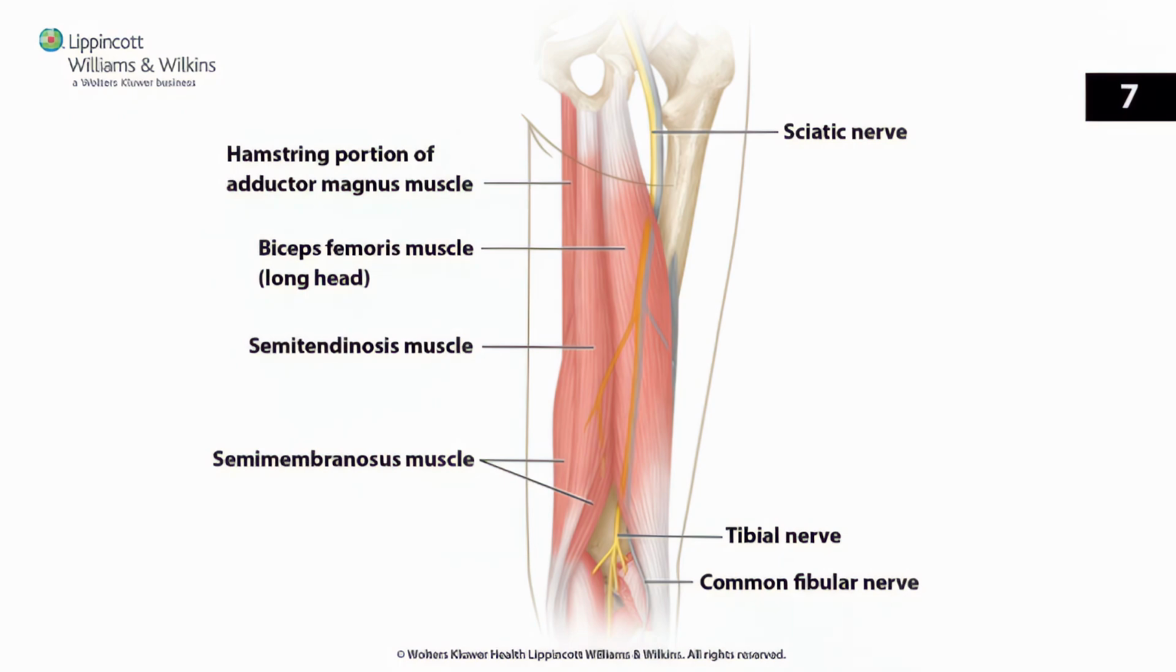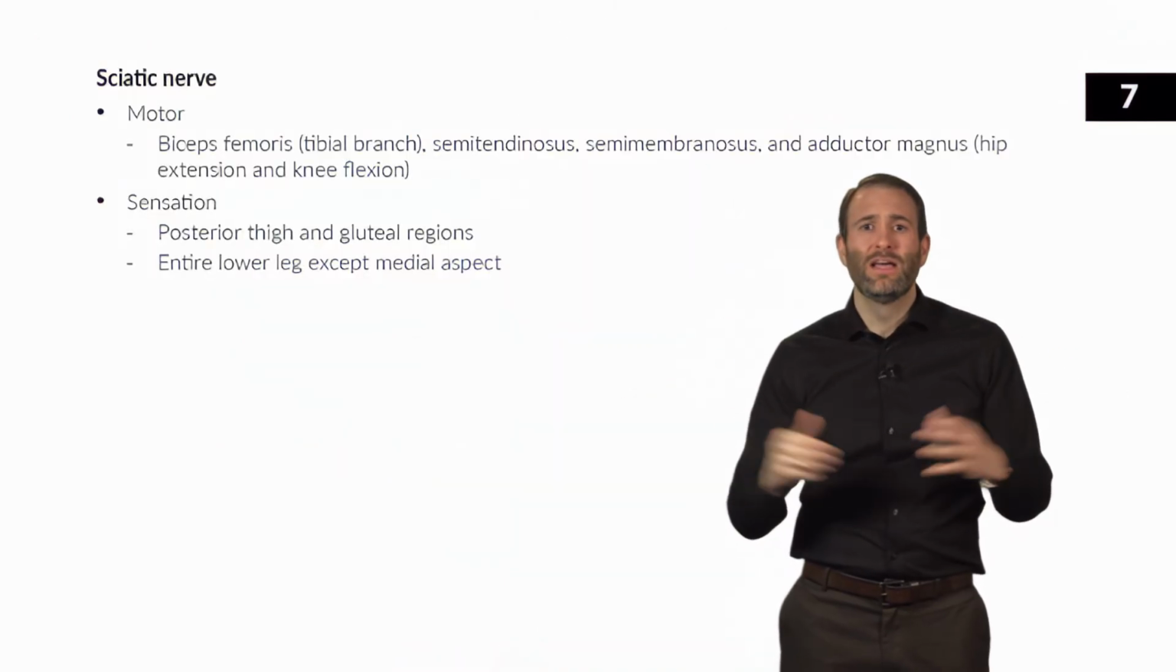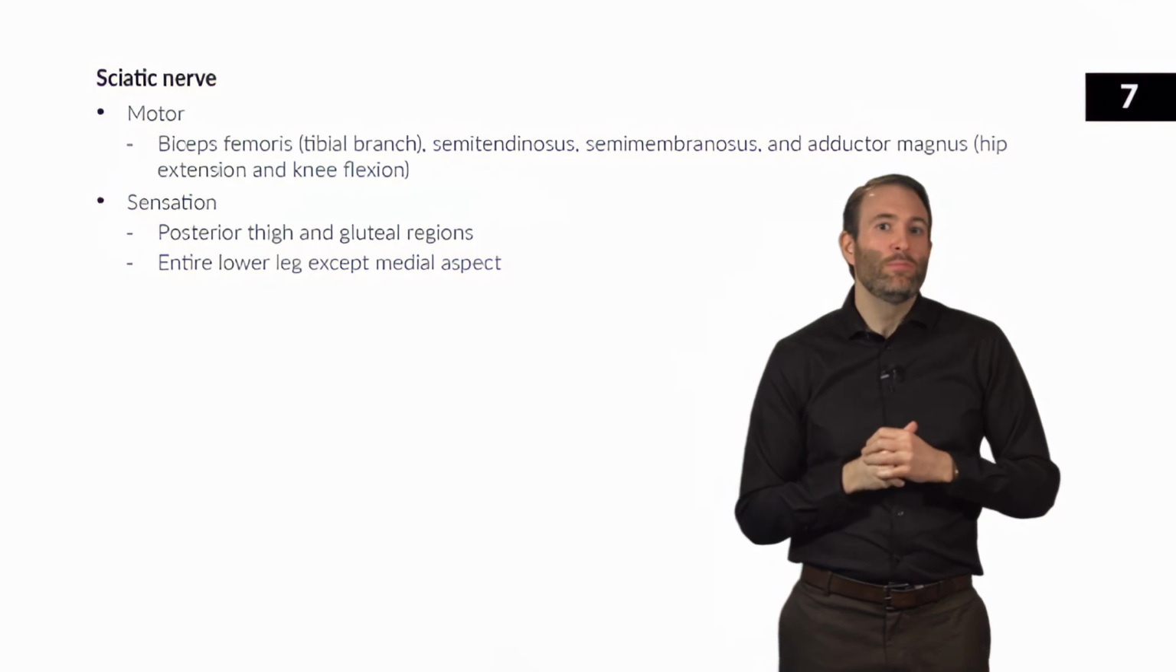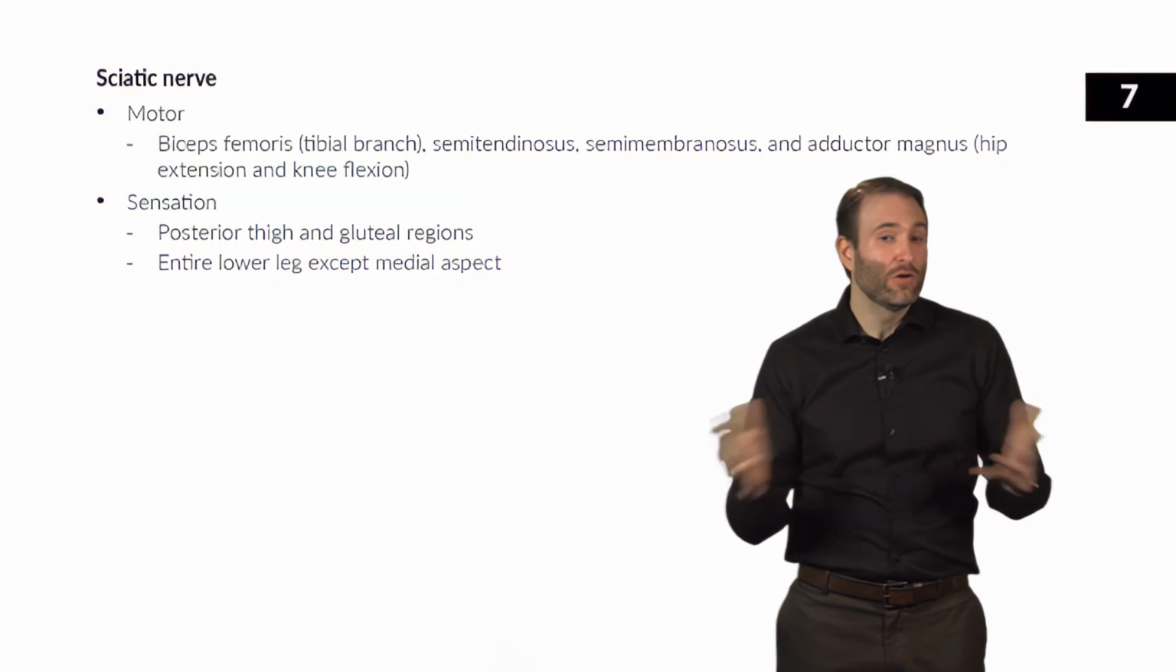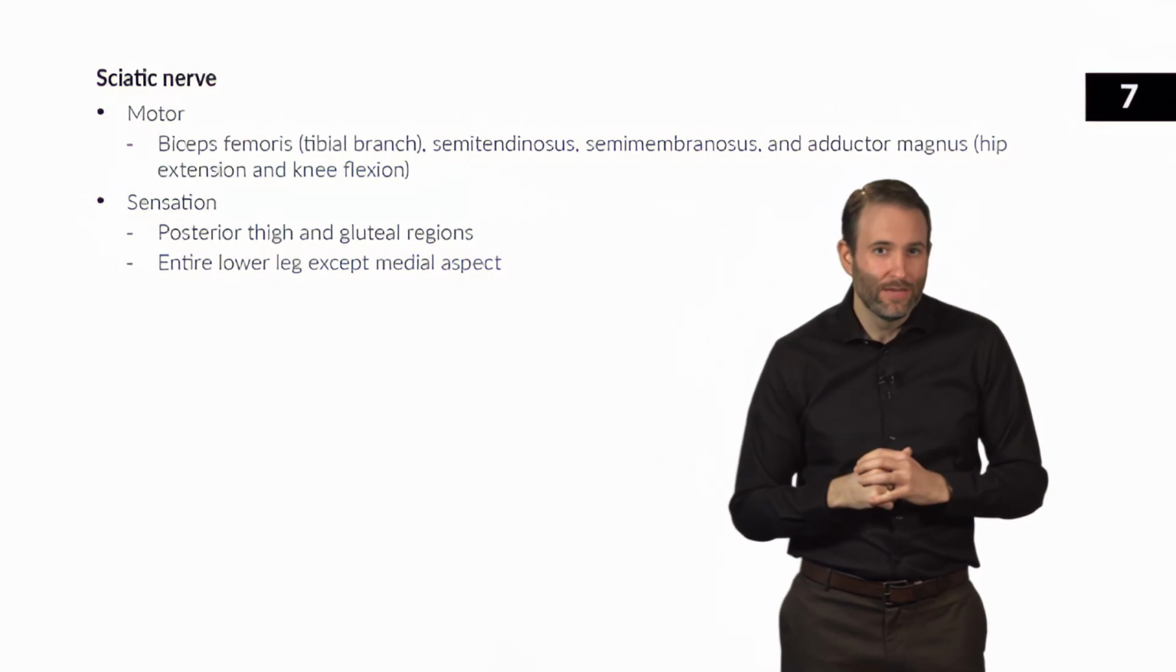Now, these are involved with hip extension and knee flexion. Hip extension, knee flexion. And those first three are essentially your hamstring muscles. Also note that the adductor magnus muscle is innervated by both the obturator nerve and that tibial nerve, also known as the tibial branch of the sciatic nerve. So the sciatic is going to supply sensation to the posterior aspect of the thigh and the gluteal regions, as well as the entire lower leg, except for the medial side.